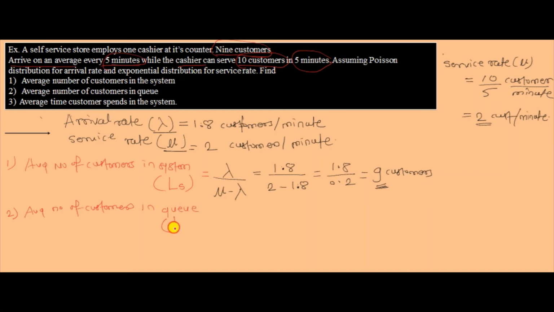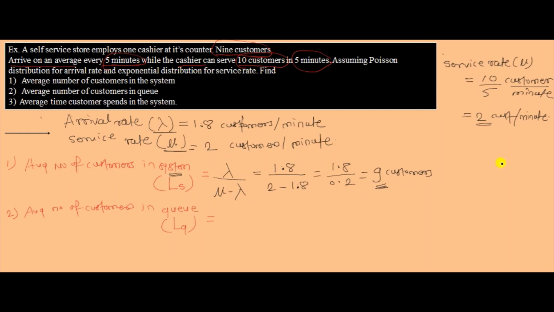Okay, so it is written as LQ, L suffix Q. In system, LS. In Q, LQ. So this can be easily written like this. Look here, we know the number of customers in a system, that is 9. We want in a queue.